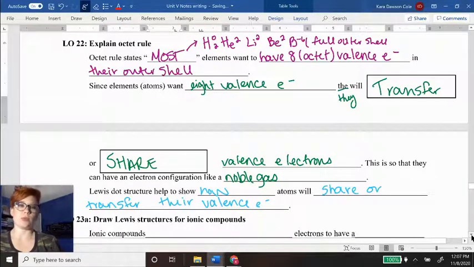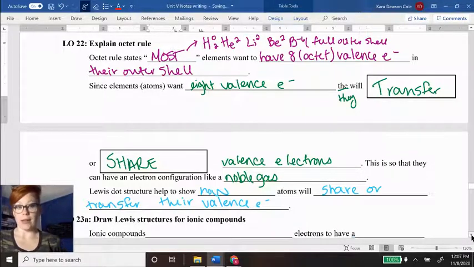So this was learning objective 22, which was to explain the octet rule, which states that most elements want to have 8 valence electrons. In order to get 8 valence electrons, they will transfer or share their valence electrons in order to obtain a noble gas configuration.